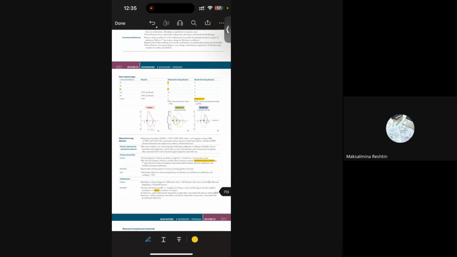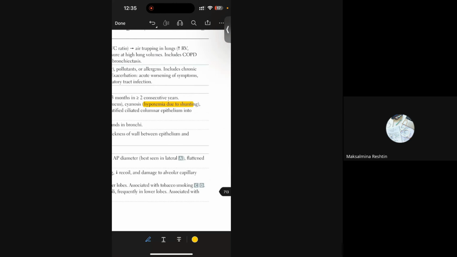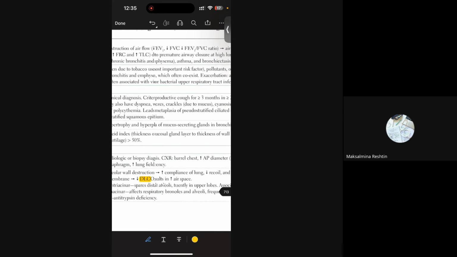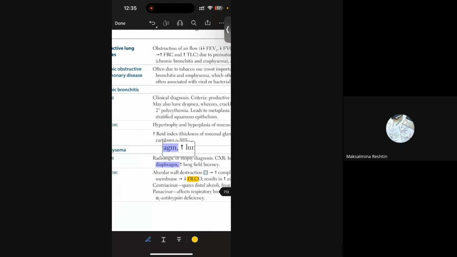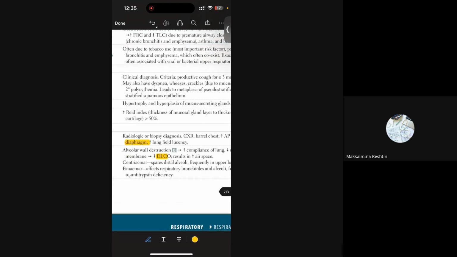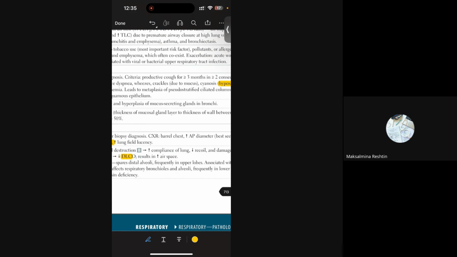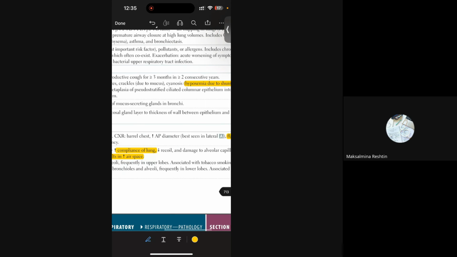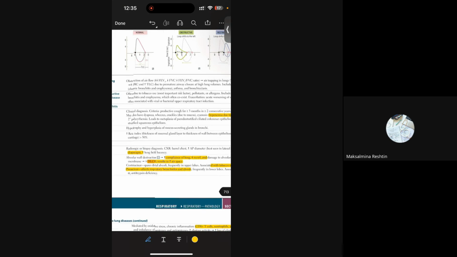In COPD, there is a flattened diaphragm. You will see alveolar wall destruction, decreased DLCO, increased compliance of the lungs, decreased recoil, and damage to the alveolar capillaries.